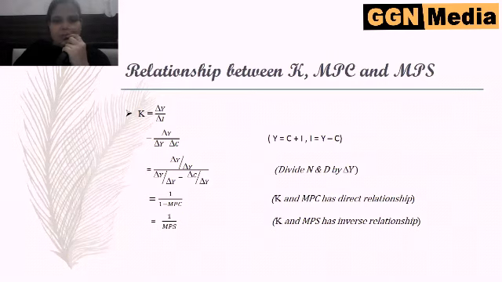Now marginal propensity to consume plus marginal propensity to save is equal to 1. It means 1 minus MPC is equal to MPS. It means the multiplier and the marginal propensity to save have an inverse relationship. That means larger the size of MPS, it will result in less value for the multiplier and vice versa.